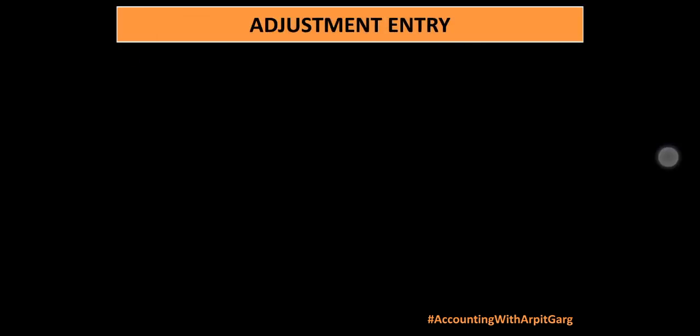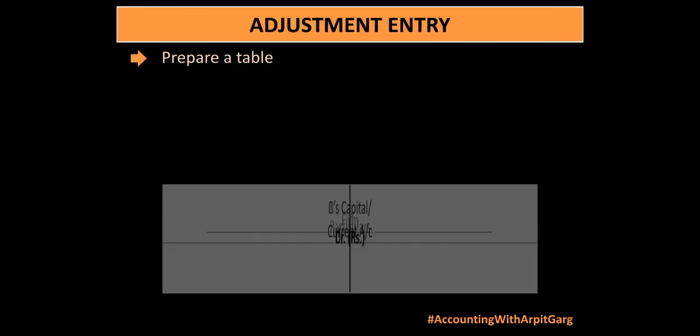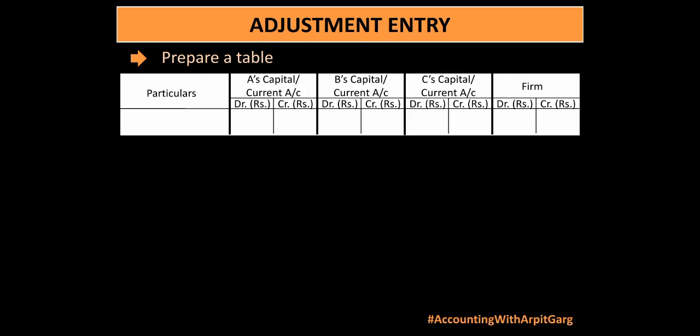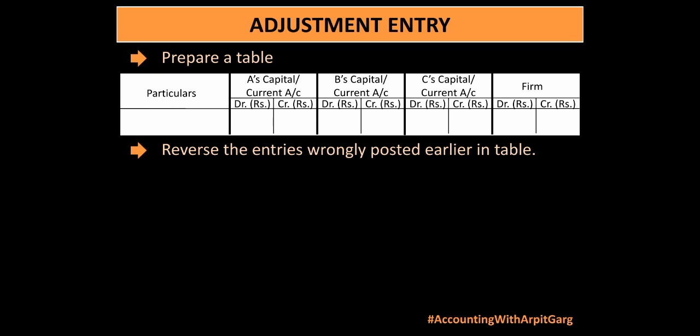So in adjustment entry, first prepare a table like this: partner's capital or current account, as the case of fixed or fluctuating capital, with debit and credit columns and a firm's column. Then reverse the entries wrongly posted earlier. Suppose we were to distribute profit in the ratio 1:1:1, but we wrongly distributed it in the capital ratio, which was 3:2:1. So now we will reverse the profit we have wrongly given to them.